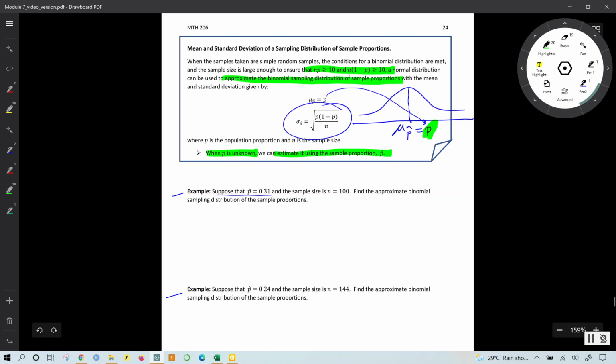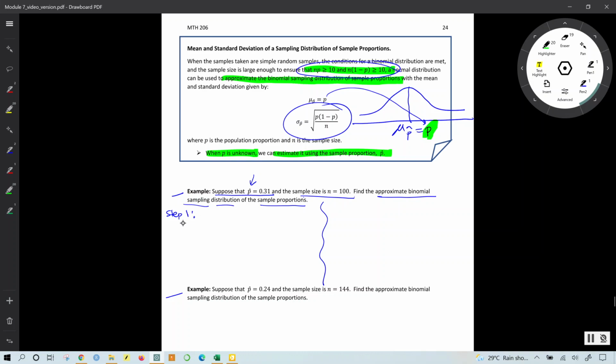So suppose that the sample proportion was given to be 0.31, and we have a sample size of n equals 100. If we are to find the approximate binomial sampling distribution of the sampling proportions, there are two things we must do. First of all, step 1, we must check that these two conditions are met before we can use the normal distribution to approximate a binomial distribution.